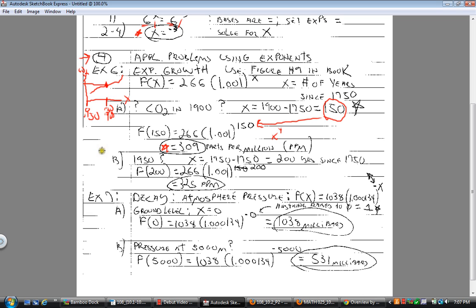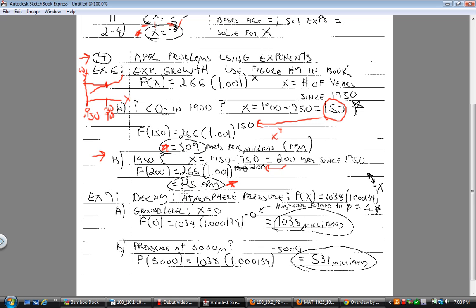Okay, so with that said, enough of that. Let's go look at example B. What was the carbon dioxide in 1950? Same idea, same type of problem. You go 1950 minus the 1750, that was 200 years since the beginning. That's going to be your x. So you substitute that up into the exponent, same type of problem, and you could see that it's rising. So from 1900 to 1950, in a short 50-year span, the parts per million went from 309 to 325.